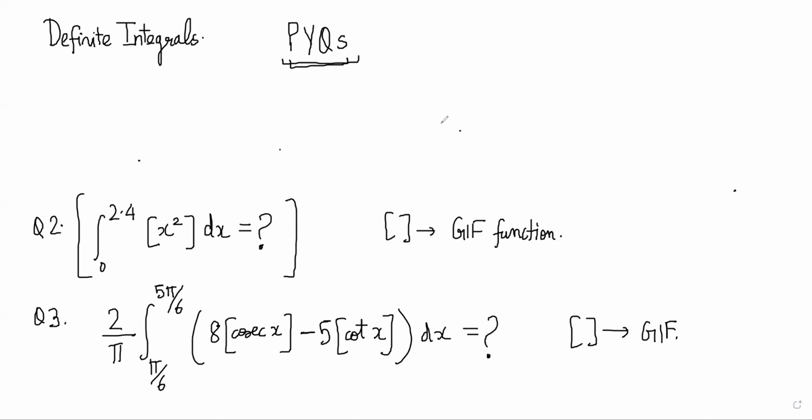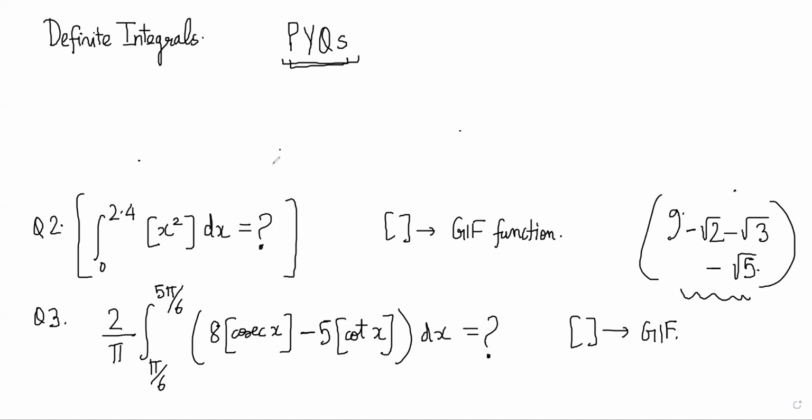So 9 minus root 2 minus root 3 minus root 5. That's correct. Try the next one then.